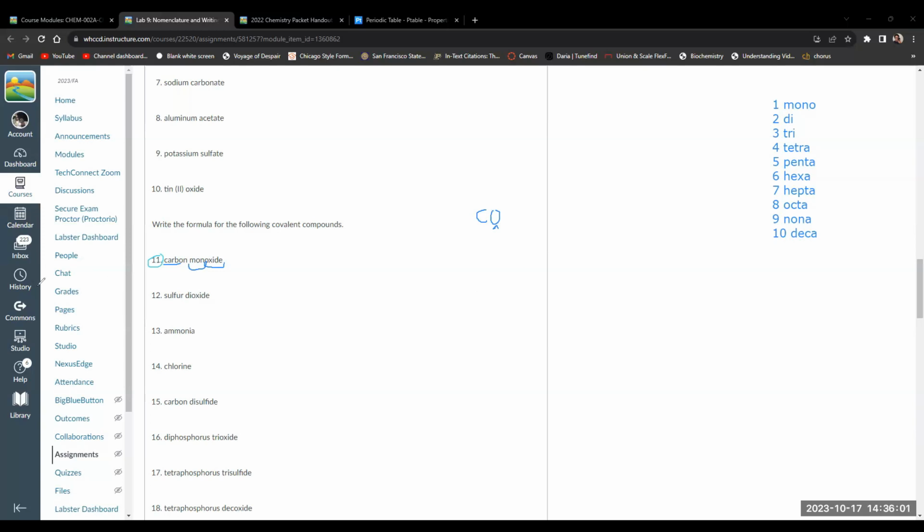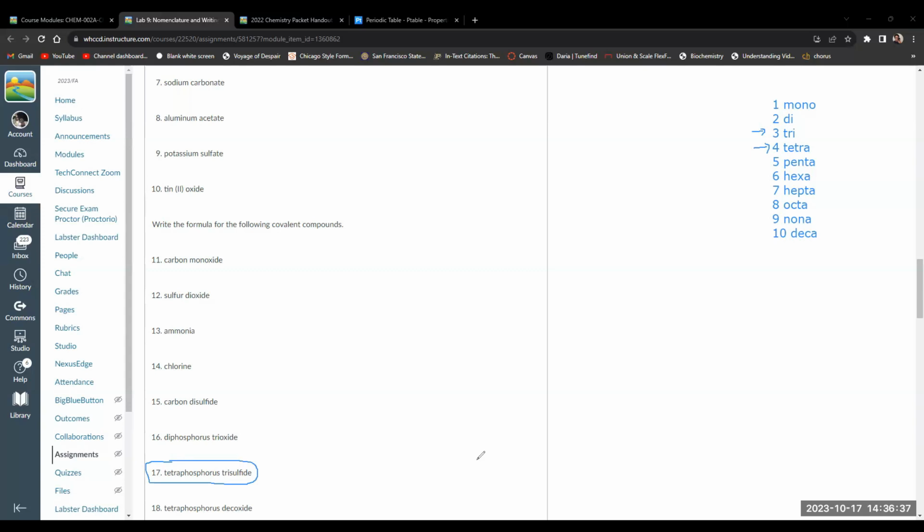Let's do one that's a little bit harder. It doesn't involve mono because it's boring. Let's do 17. Tetraphosphorus trisulfide. So tetra, we know, is 4, and tri means 3.